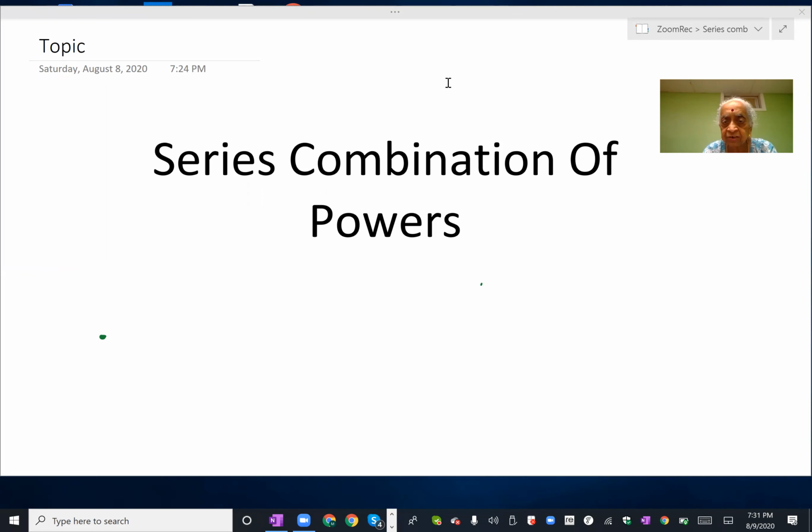In this particular session, it's only a series combination which will be dealt with, and the analysis of the whole thing will follow at the end of the derivation. So the marked powers will be different for the three devices, three heaters that we are going to consider. Marked powers may be different, but the marked voltage for all of them will be the same by and large. That's what, at least in CBSE, we take care of, that the marked voltage is the same.